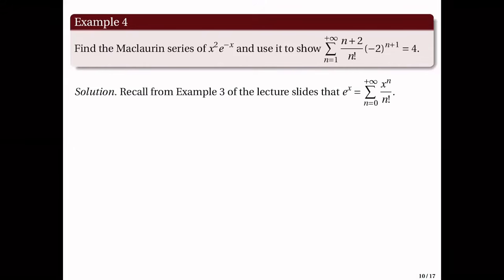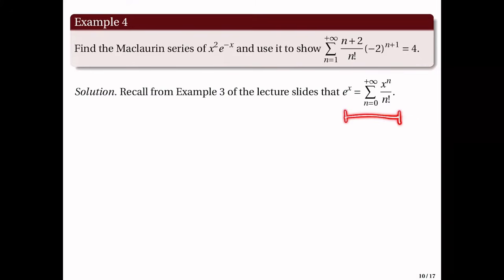For the fourth example, we want to find the Maclaurin series of x squared times e to the negative x and use it to show that this equality holds. So first, hanapin muna natin yung Maclaurin series for x squared e to the negative x. Now recall from example 3 of the lecture slides that e to the x is equal to its Maclaurin series, which is given by the summation from n equals 0 to positive infinity of x raised to n over n factorial. Okay? So using this, pwede nating hanapin yung Maclaurin series for this.